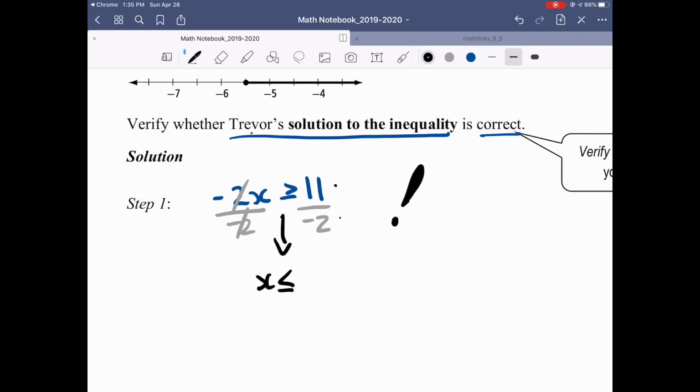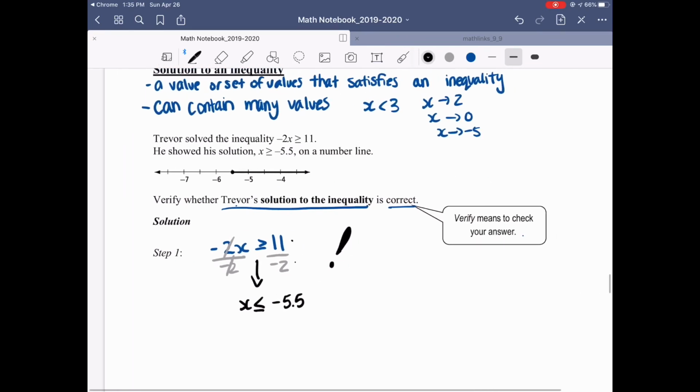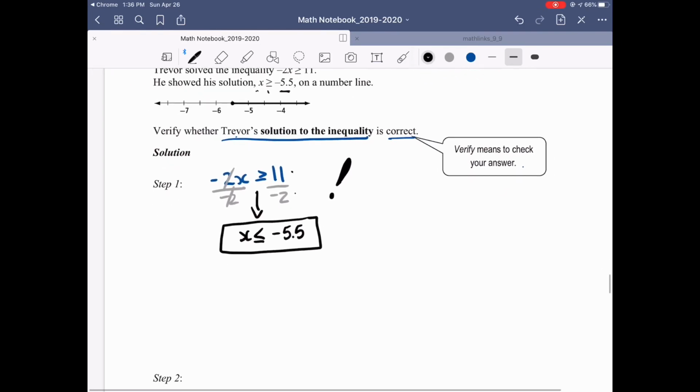11 divided by -2 is -5.5. Now, is this the answer he got? He put x is greater than or equal to -5.5. And I got x is less than or equal to -5.5. So we got different answers. Who's correct? Well, we can plug in our answers and check. So from what I'm seeing, he probably forgot to flip the inequality. So let's check if his answers are correct. So we're going to plug in numbers.